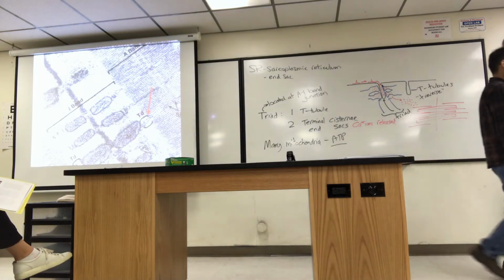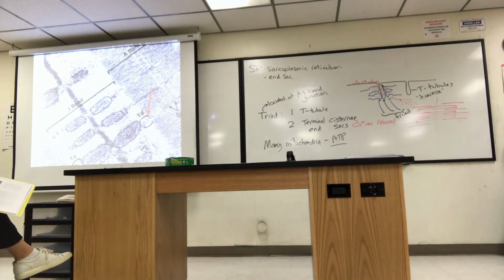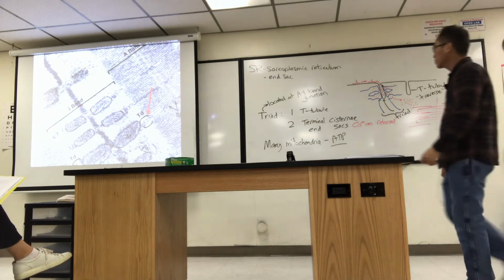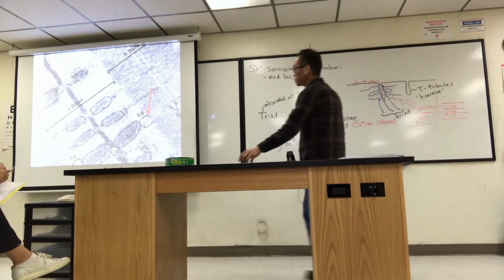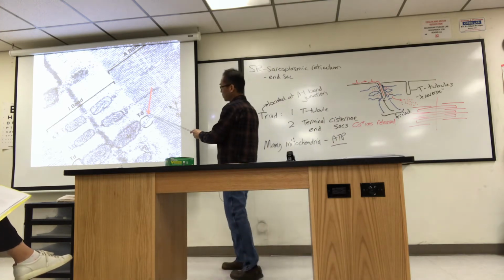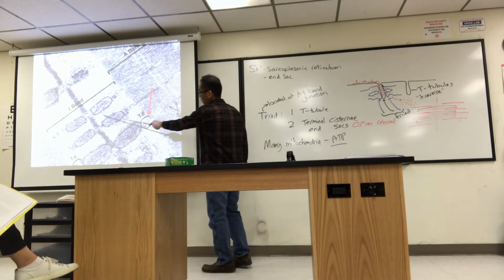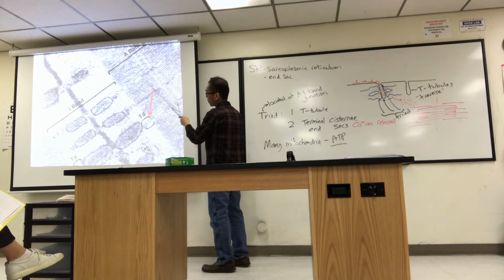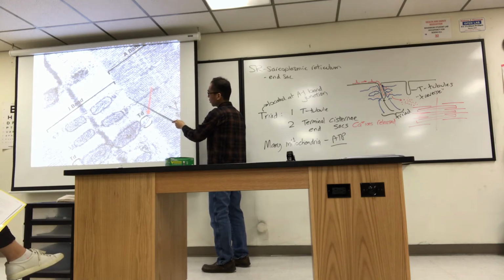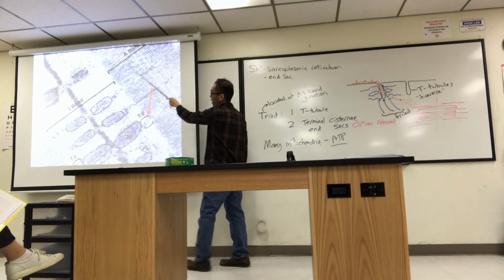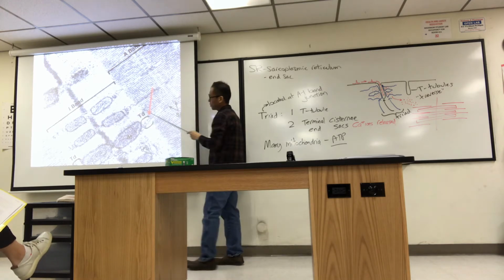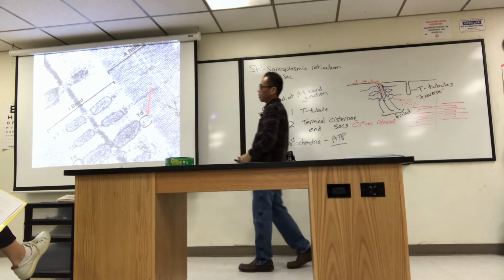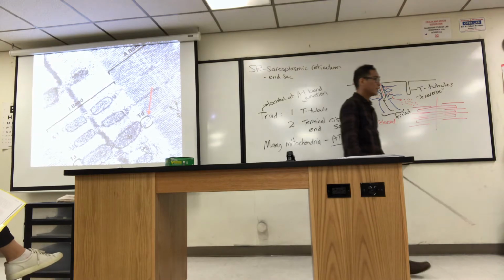Here's a histological picture of the triad. The red arrow is pointing to it. Triad. So here's light, dark. At the junction of light, dark, that's where A meets I. See A band and I band there. And you can see the triad right there. So that's an important detail to know.